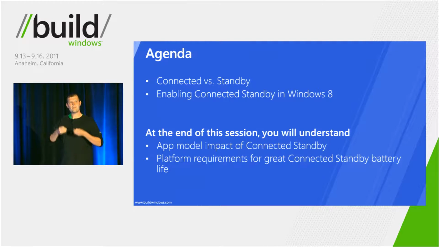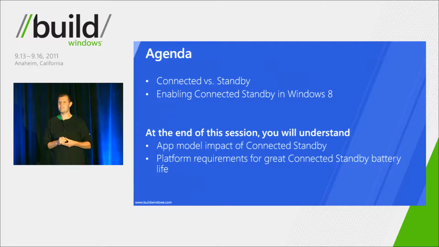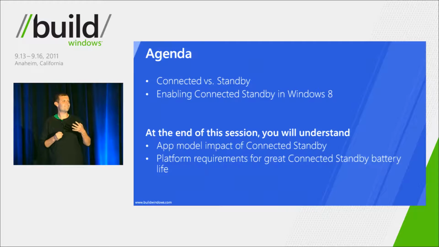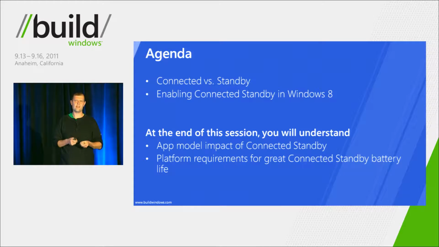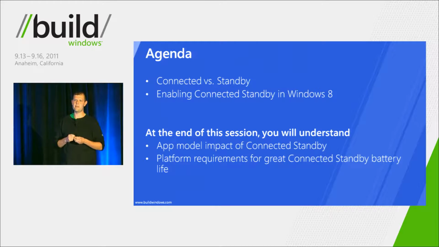And then we're going to talk to you about the significant investments we've made in Windows 8 to enable the Connected Standby experience. I think there are 4 key things from a hardware and a software point of view to enable Connected Standby, and we're going to talk about them in detail. We'll be as clear as we can about the app model, both for Metro style and for desktop applications and how they're impacted by Connected Standby.